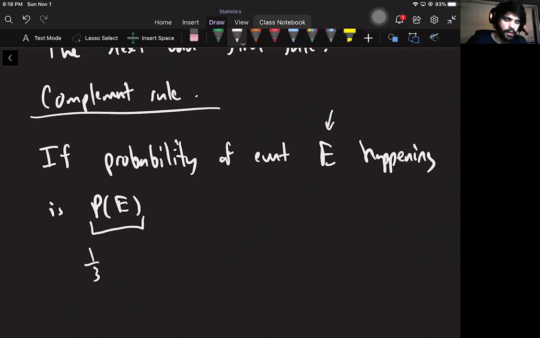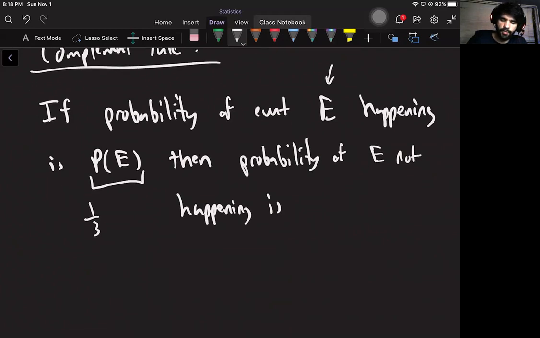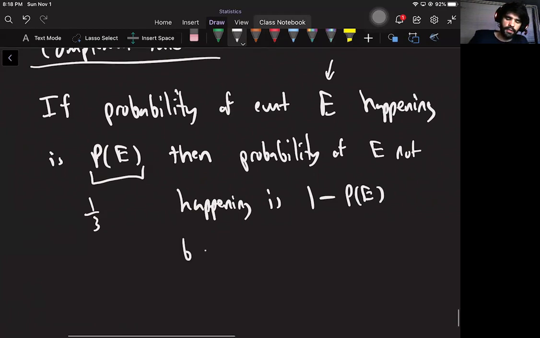Okay. Then what's the probability of E not happening? Well, everything either happens or it doesn't. So that's what we're going to use. The probability of E not happening is, well, because probabilities have to add up to 100%, it's 1 minus the probability of E happening, because it either happens or it doesn't.